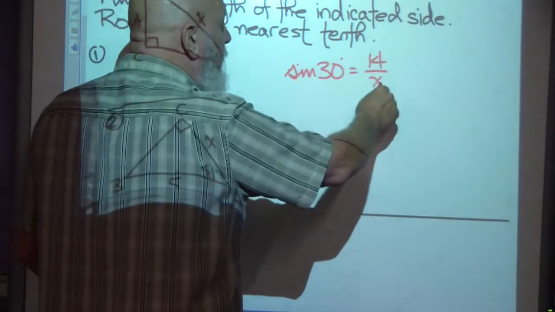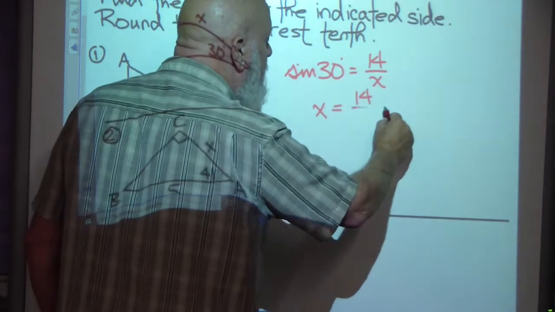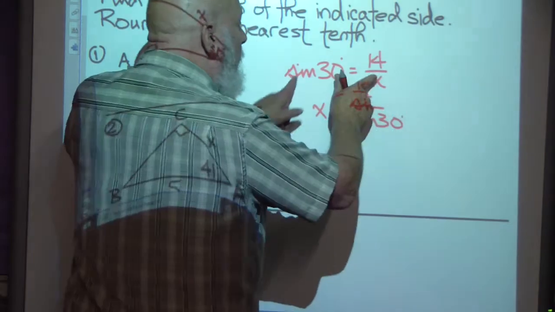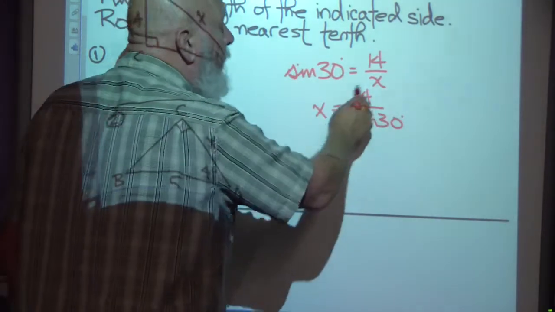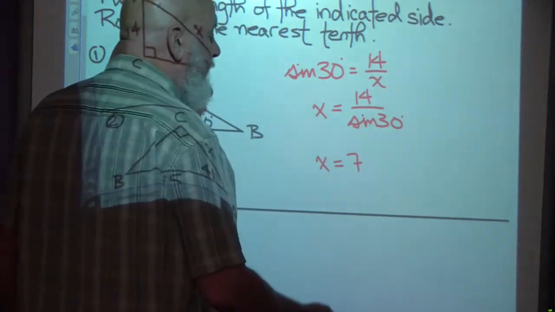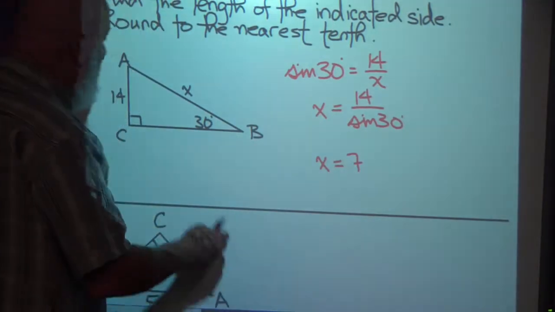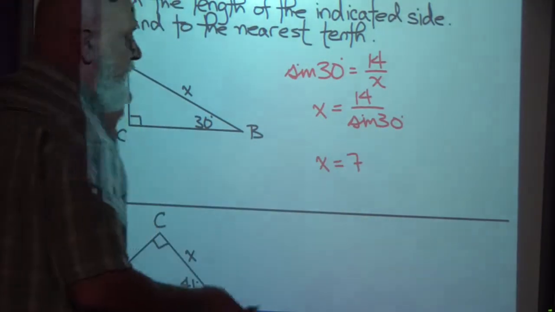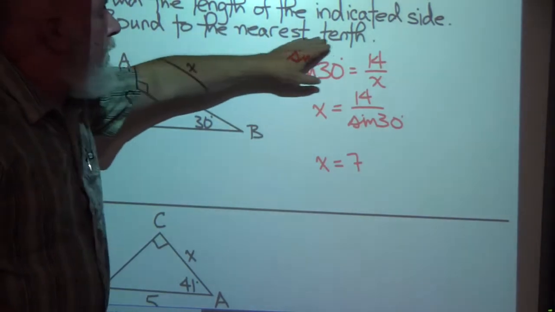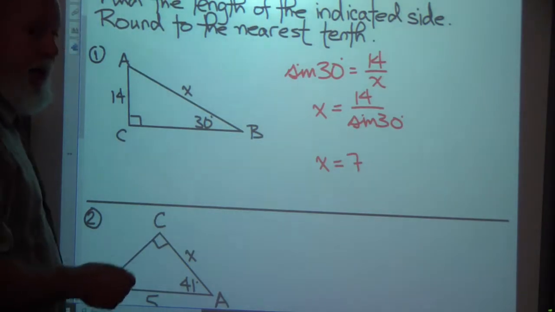Sine of 30 equals 14 over x. X equals 14 over sine 30. Switch those two. Go. And then perform this with your calculator. And if I haven't made a mistake, x in this case would be 7 units long. If it was centimeters, it would be 7 centimeters. If it was miles, it would be 7 miles, and so forth and so on. So we found the length of the indicated side. We would round to the nearest tenth, but this turned out to be an exact value, so I don't have to round.